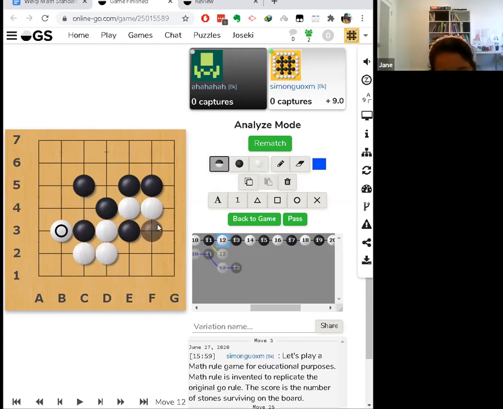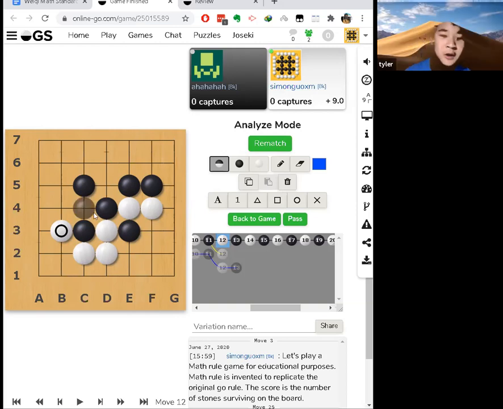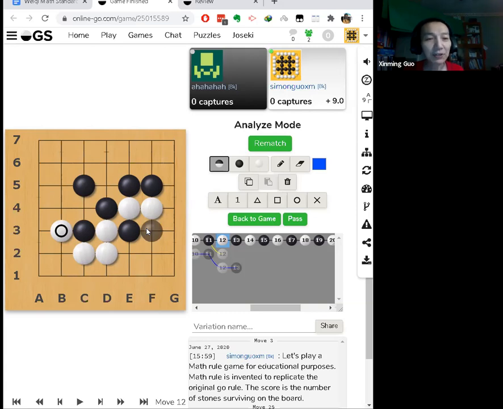F3, yeah, you should play F3. Capture, then you win more territory. And yes, I think in this situation F3 is better. C4 is not good enough, not big enough. So probably play this one.